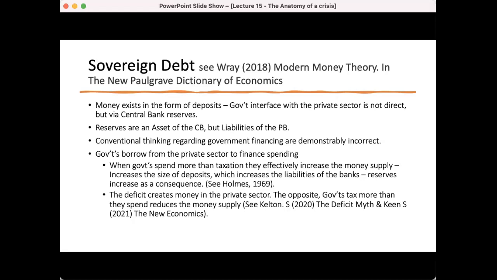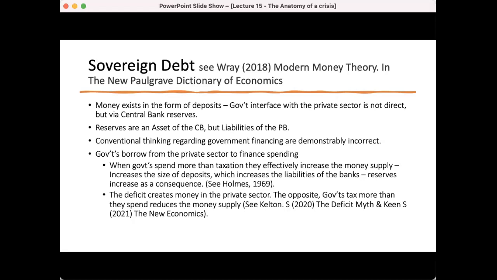So let's say that the government wants to spend 100 million on PPE to firm X, and firm X has a bank account with Barclays. The government via the Treasury will instruct the central bank to increase the reserves of Barclays by 100 million, and then Barclays will increase the account of firm X by 100 million. Okay, so there is always this relationship that involves the central bank here.